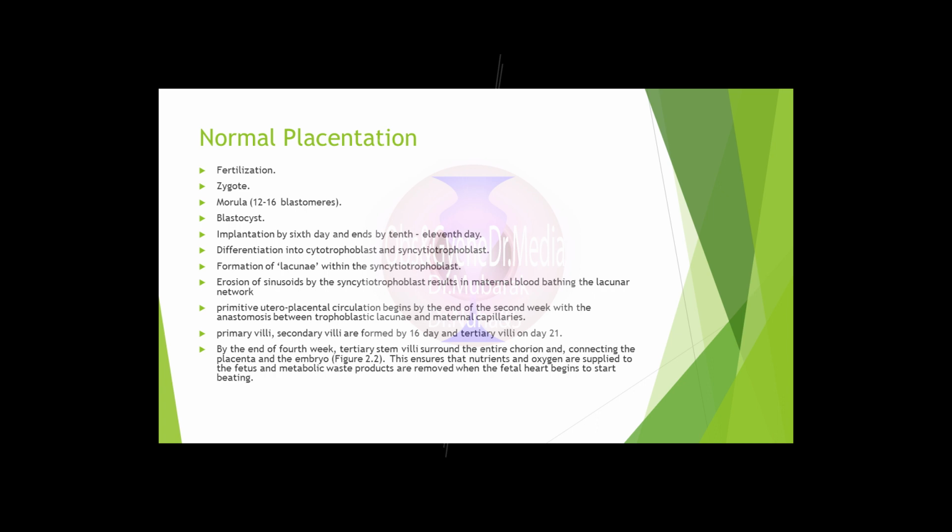By the end of the fourth week, tertiary stem villi surround the entire chorion and establish contact with the extraembryonic circulatory system, connecting the placenta and the embryo. This ensures that nutrients and oxygen are supplied to the fetus, and metabolic waste products are removed, when the fetal heart begins to start beating.